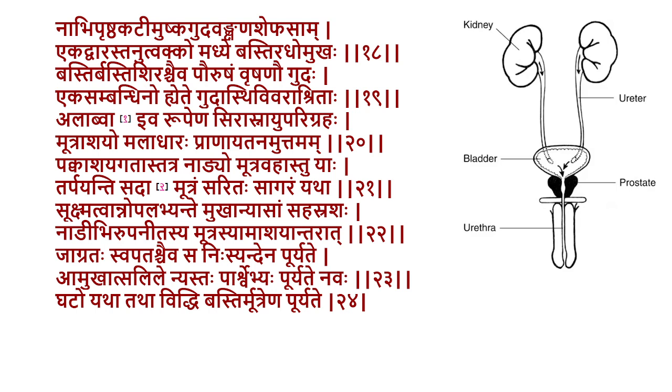The Nabhi Pustakati Mushka Buddha Vamshana Shepatam Ekadwara Tanupaka Mathe Basti Adhomukha. Basti is considered as the Mutrashaya, which is Adhomukha, and it's related to the structures of the abdomen. The visceral organs are related there, and distally, the relationship is with the Paurusha, the prostate, and the genital organs. The shape is considered as Alabu, like a gourd. And the Mutrashaya has one opening.